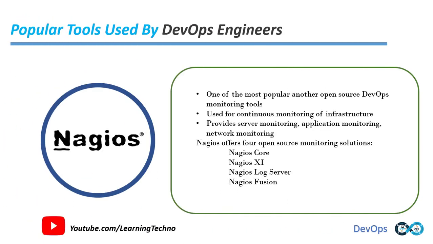Next, we'll talk about Nagios. Nagios is one of the most popular open source DevOps monitoring tools. It allows you to monitor your infrastructure so that you can find and fix problems. With Nagios, you can keep records of events, outages, and failures. You can also keep an eye on trends with the help of Nagios graphs and reports.